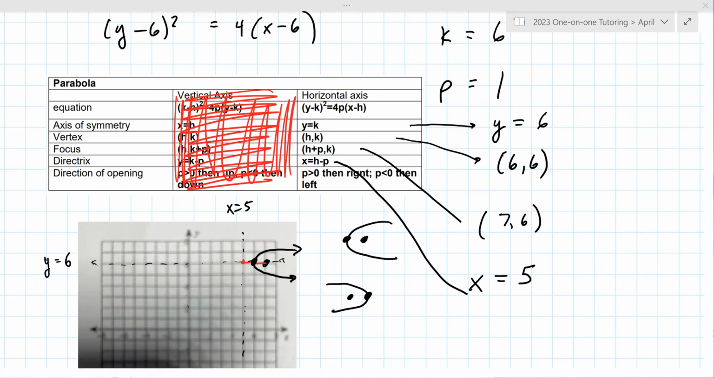Thoughts on that? So if it asked me what the vertex and the focus was, I would just say what the points of those two are. Yes. And then the directrix is x equals 5. It's an equation. Yes. Same with the axis of symmetry.